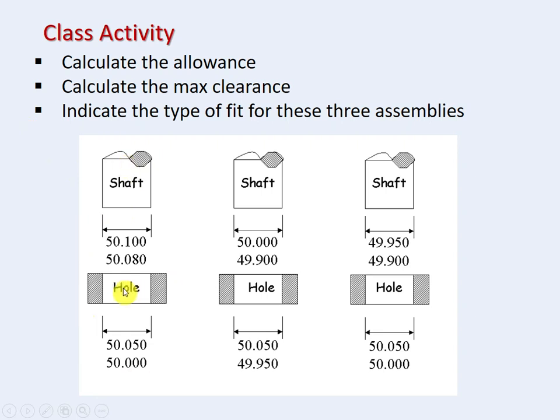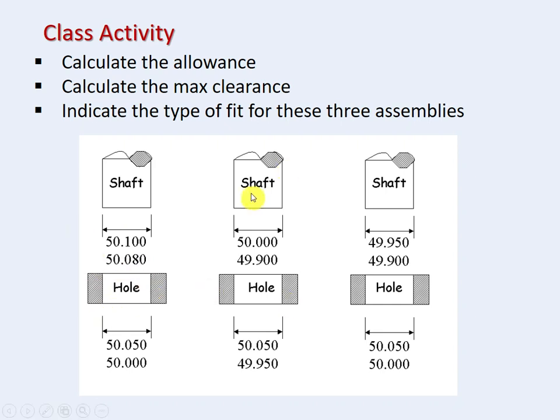MMC hole. Yes. MMC shaft. How much? MMC of the hole is the smallest hole, which is 50. You said MMC, that's right? MMC, the smallest hole, which is 50 minus 50.1, negative. 50.05 minus 50.08, also negative. So we have both of them negative. What that means? Force fit or interference fit.